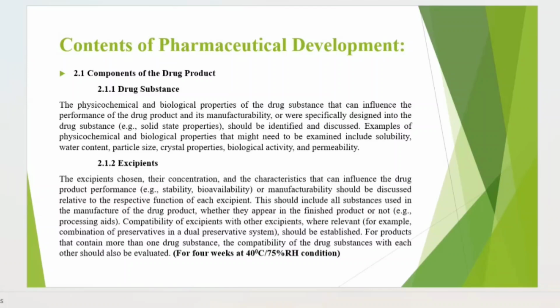This should include all substances used in the manufacture of the drug product, whether they appear in the finished product or not. Compatibility of excipients with other excipients where relevant. For example, combination of preservatives in a dual preservative system should be established.